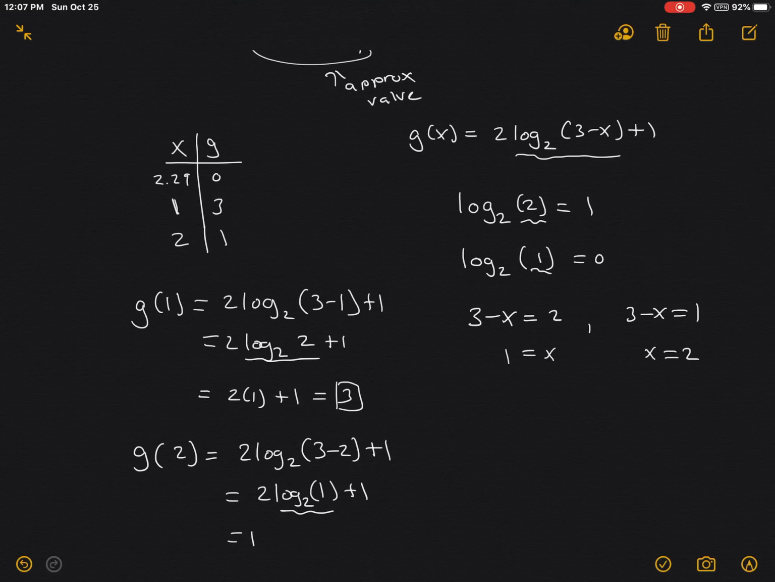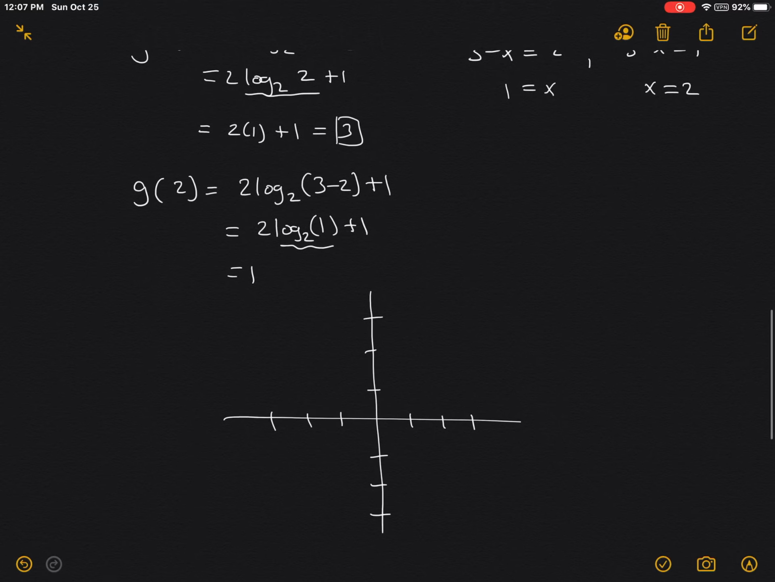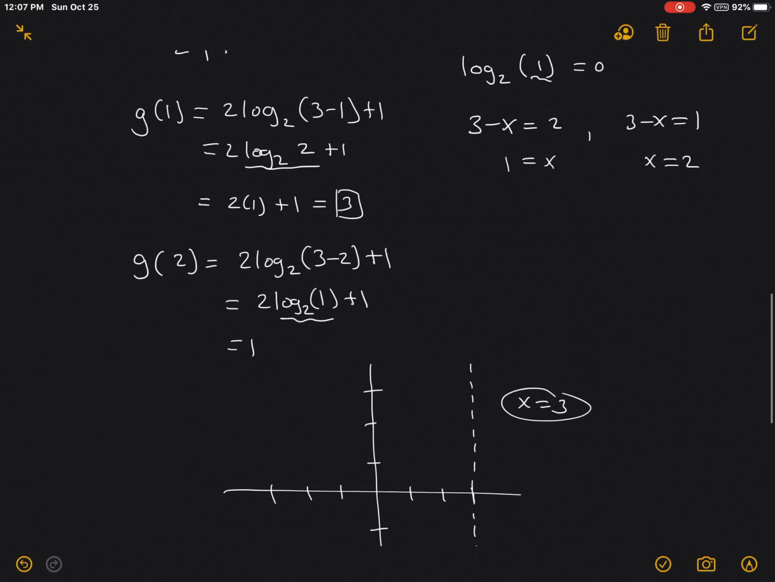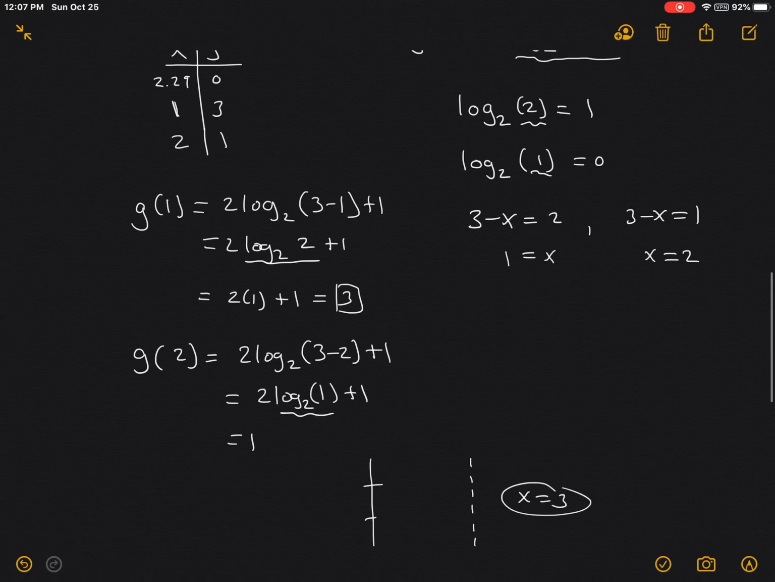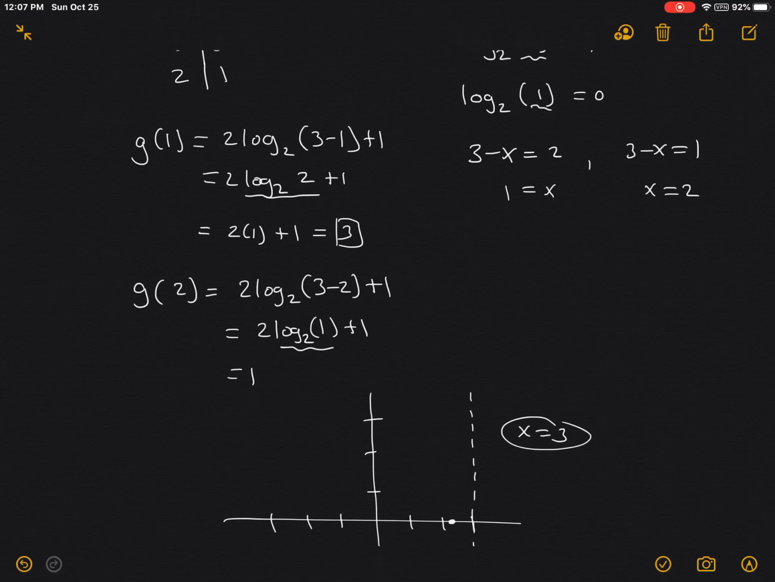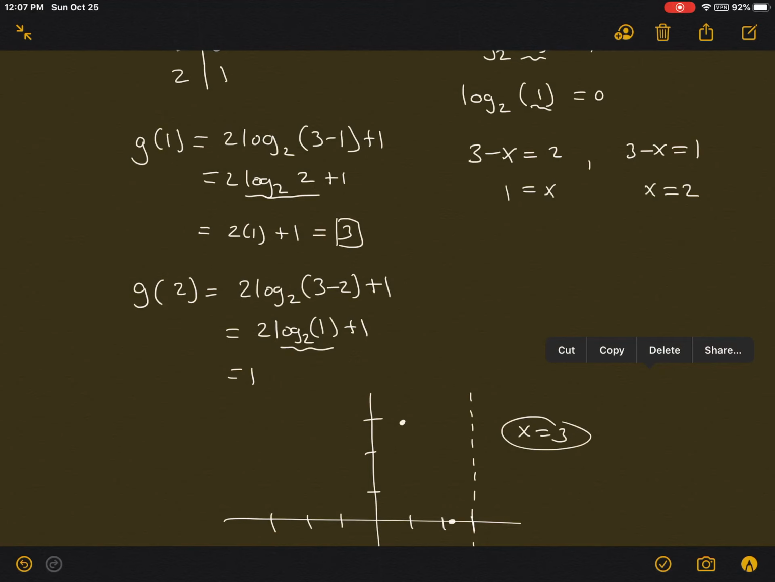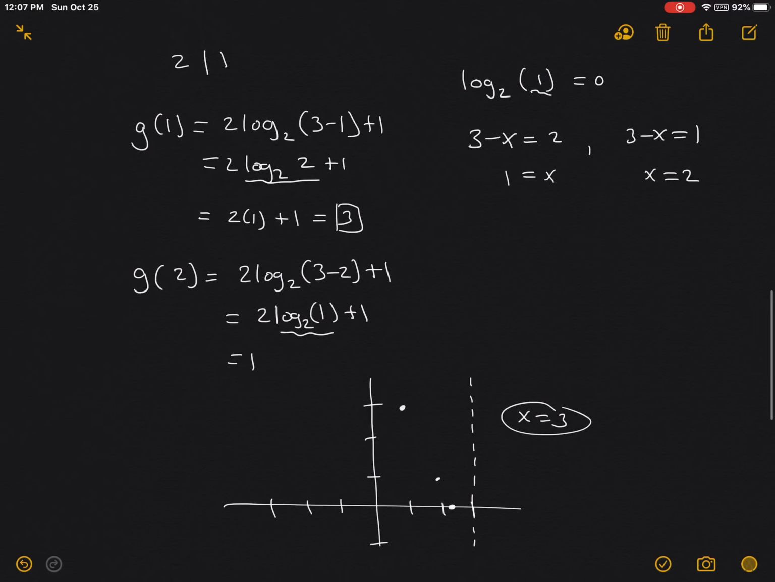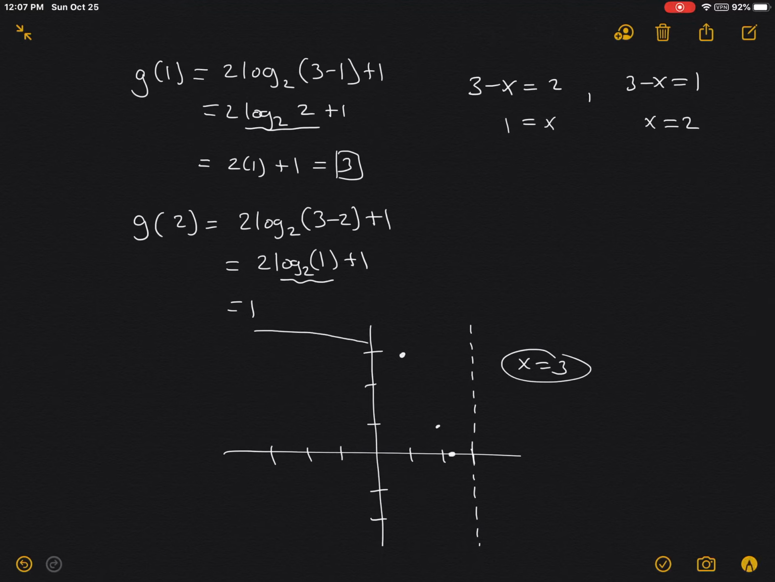Okay, so back to our original problem right here. We said the vertical asymptote in this problem was just x is equal to 3. And so I graph that, x is equal to 3. And we have our 3 points: 2.29 comma 0, maybe somewhere over here. We also had 1 comma 3 somewhere over here, and we had 2 comma 1, maybe somewhere over here. Okay, so roughly the graph is going to look something like this.